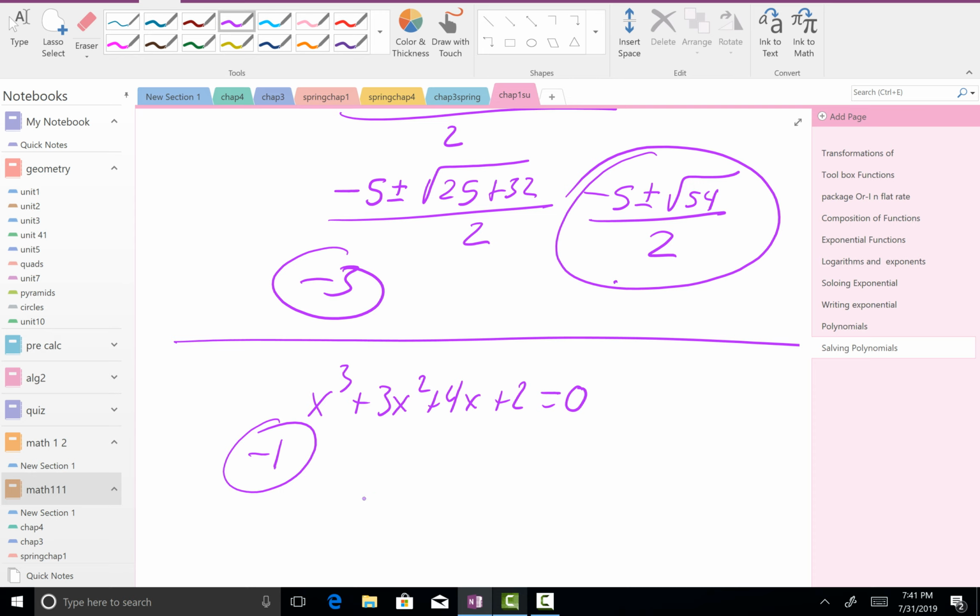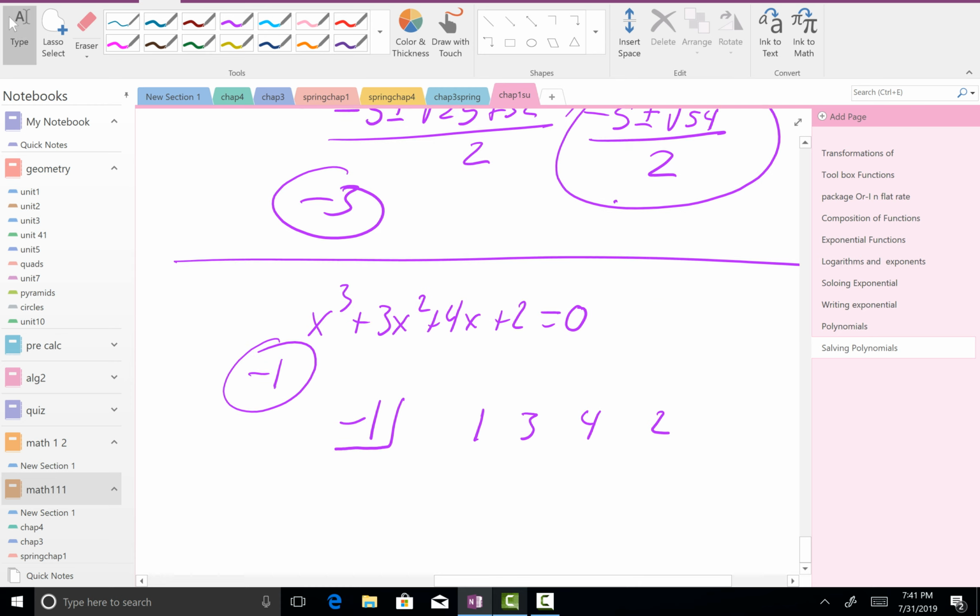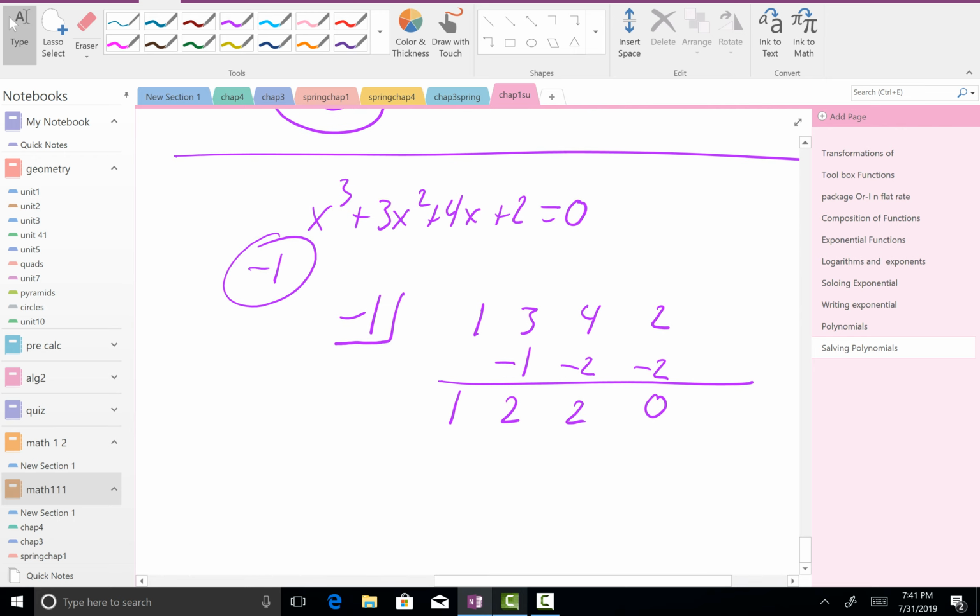Synthetic division. Okay? Remember, always go with that -1 there. 1, 3, 4, 2. I know I'm going to get 0 here. If I don't, I'm in trouble. 1, -1, 2, -2, 2, -2. Okay? It worked. I'm happy. So here's where that reduced equation comes in. Okay? I know one answer is -1. So how do I write this now? What's this going to write?